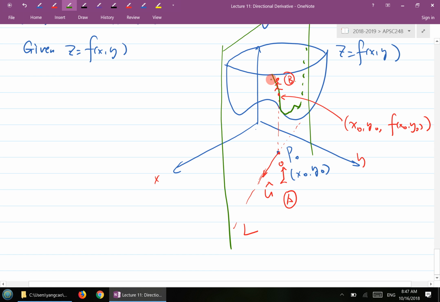Okay, so here's a question now. Essentially, if you go from x naught, y naught in the u hat direction, which is what we call the positive displacement direction, then what will be the slope, or what will be the rate of change for person B as he goes along that green curve there? That's essentially the question here.